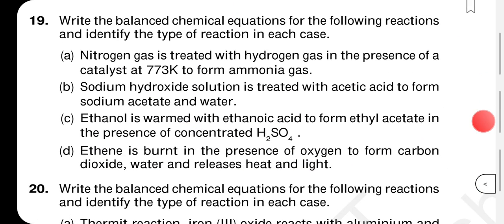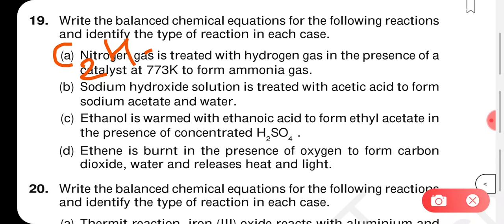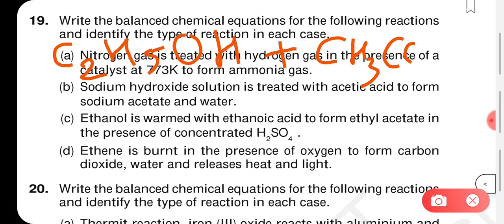So let us write first ethanol. Ethanol is an alcohol, so it will have an alcoholic group. Okay, 2 carbon atoms will come, so it will be C2H5. Okay, this is ethyl alcohol. Ethanol is our ethyl alcohol, so C2H5OH with ethanoic acid. Ethanoic acid is CH3COOH. Okay, ethanol with ethanoic acid to form ethyl acetate.